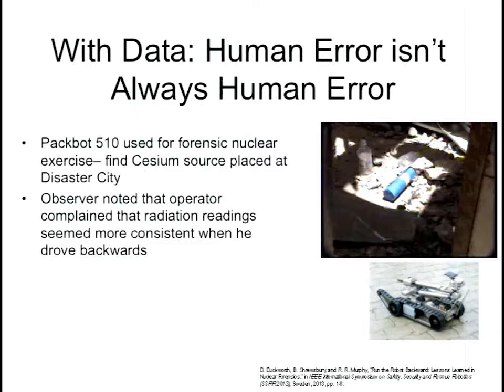Another thing is that with data, human error isn't always human error. With that human data, you're probably thinking, great, that's going to be useful for designing a better interface, but it actually helps with other aspects. Here's a case where we conducted a radiological exercise at Disaster City. They had hidden, right in the middle of a room, a little bit over to the side, that blue cylinder about the size of a water bottle. That's a cesium source, a radiological source.